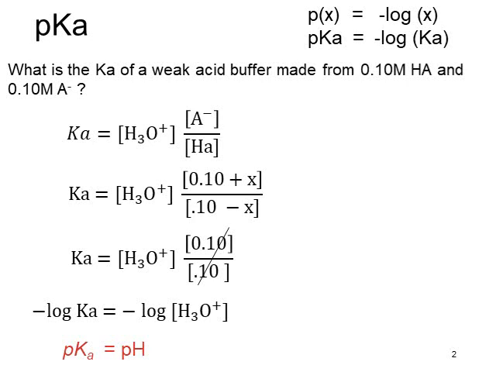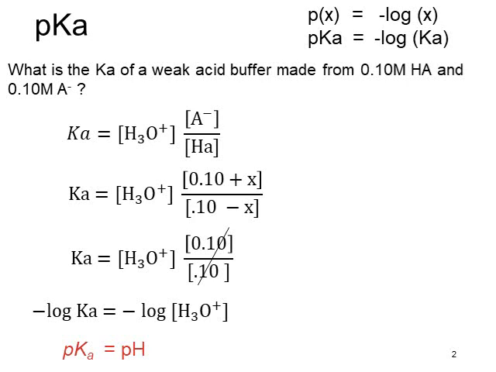So, for example, we have a buffer system with HA and A minus, just some generic acid. We could write Ka is equal to the H3O plus times the A minus over the HA. Now, a good buffer is always going to have equal amounts of acid and conjugate base. So if we assume those concentrations are the same, we end up at the point where the Ka is equal to the H3O plus.